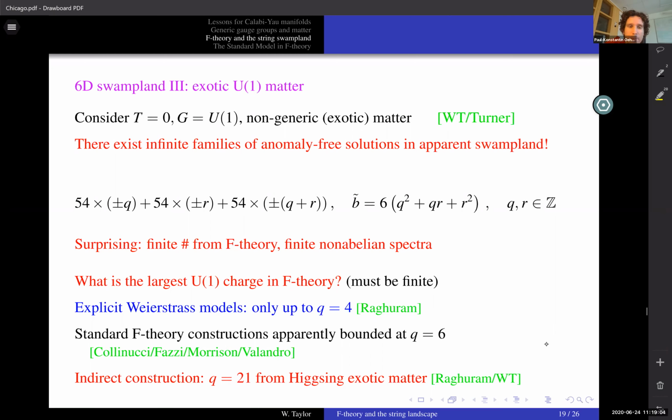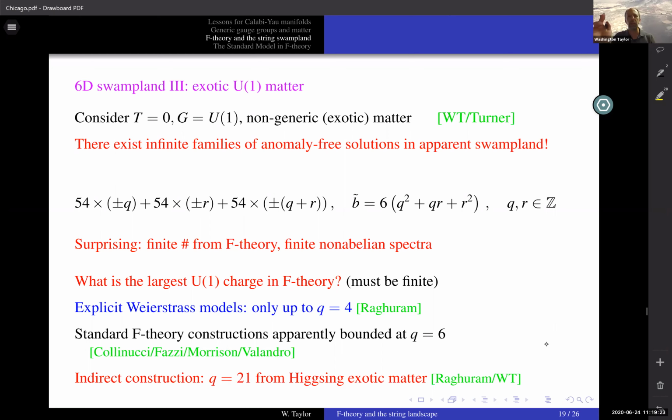Yeah. So there's some indications that maybe 6 is the right number to get up to, but then with Nikhil, we have this indirect construction that gets up to 21. So we really don't understand how big the charge can be. The biggest one must be finite because we know there are a finite number of different elliptic Calabi-Yaus and therefore a finite number of possible U1 charges, but there's no obvious bound.